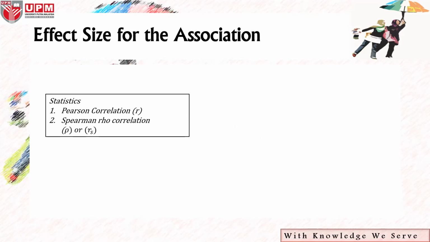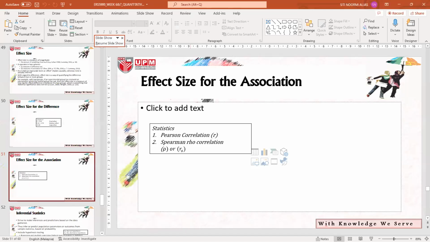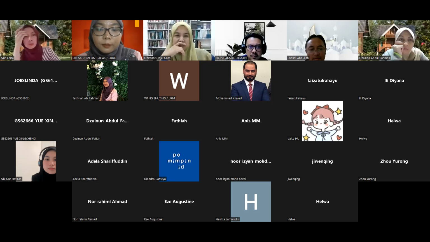Okay, for example, when you use the Pearson product moment correlation or Spearman rank order correlation, then you can determine the effect size by using Guilford rule of thumb. Guilford rule of thumb. Pernah dengar tak? Peraturan ibu jari Guilford. Pernah dengar? Tak pernah dengar? Baru pernah. Okay. Baru dengar. At least dengar. Okay, kejap saya tunjuk. Peraturan ibu jari Guilford.